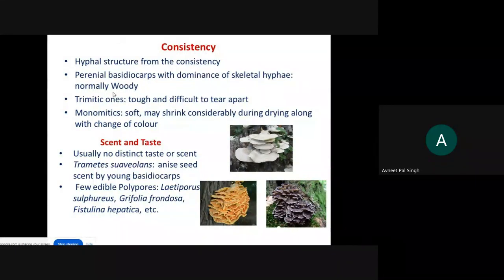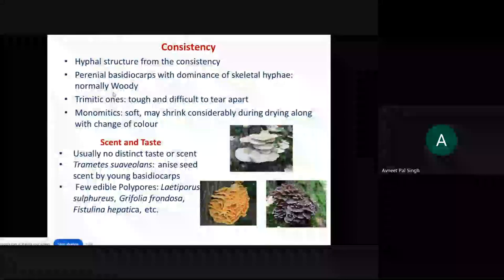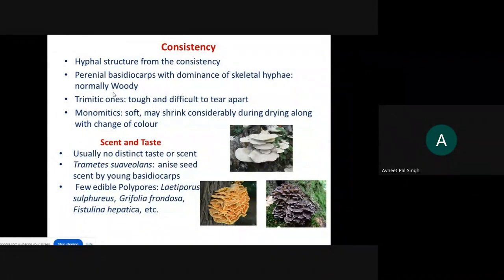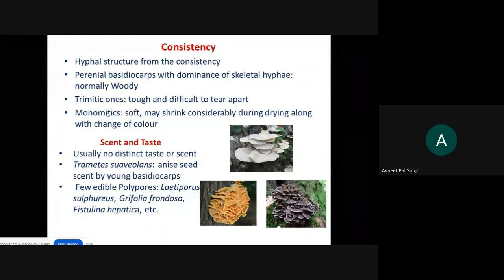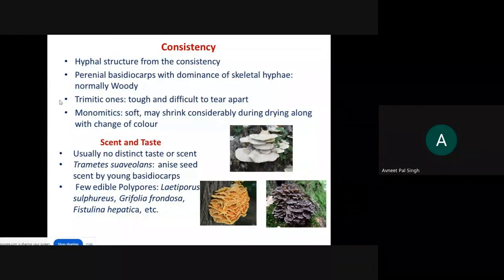Then if you compare the polyporoid fungi particularly with that of agaric, there are some differences in terms of their consistency, in terms of their taste, and in terms of some sort of aroma or fragrance. Most of the basidiocarps which are perennial are very tough and woody in nature. And when those perennial fructifications are composed of more than one type of hyphae, they form very tough structures which are very difficult to tear apart. Whereas those which are formed of only one type of hyphae are comparatively soft. So if we have to look upon consistency from soft to leathery to woody, this is the kind of variation that we can look upon as far as corticoid and poroid fungi are concerned.